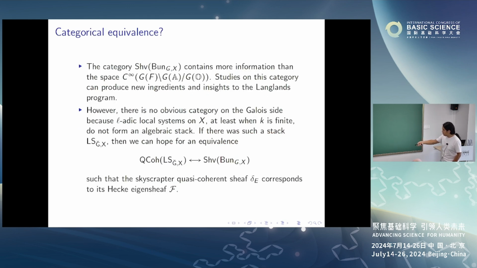But you can only expect this if you can actually define this moduli problem. Otherwise, you cannot obtain a geometric object. You just get some discrete points. And of course, you cannot expect QCoh on some discrete points to go to this category. Otherwise, this category would be semi-simple, which is stupid.